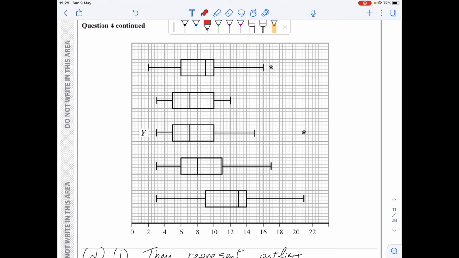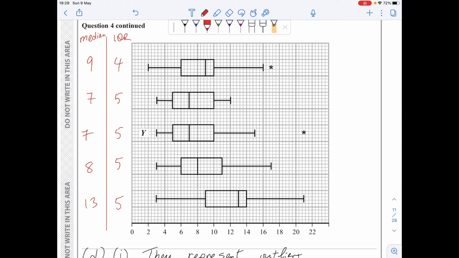Now let's find the median and the IQR for each. Now the median for the first one is 9, for the other two is 7, 8 for the fourth one, 13 for the last one, and then the IQR is 4 for the first one, and then for the rest the IQR is the same, it is equal to 5.